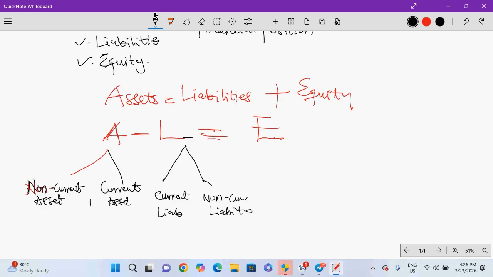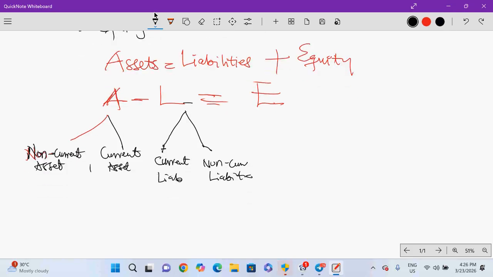Then under equity, what do you have? Non-current equity and then what? No, please. No. Oh, okay. So we don't have non-current equity and current equity. No. Oh, okay. Thank you very much.